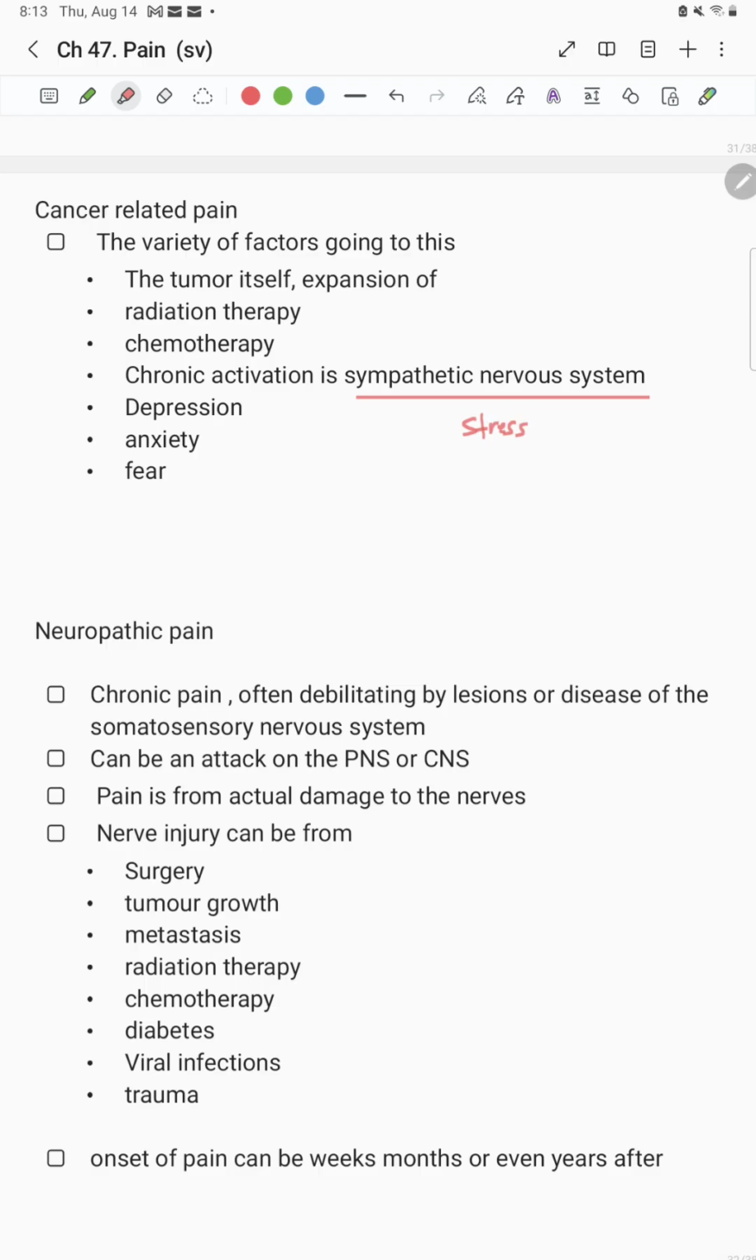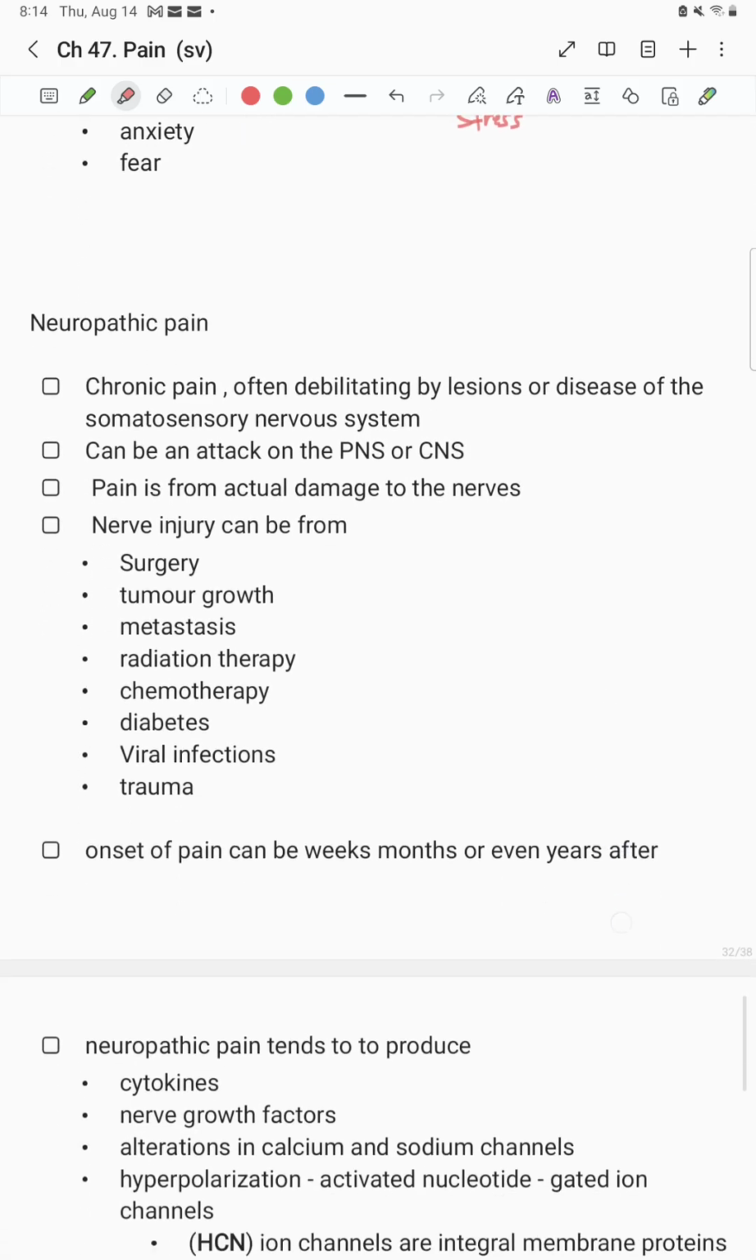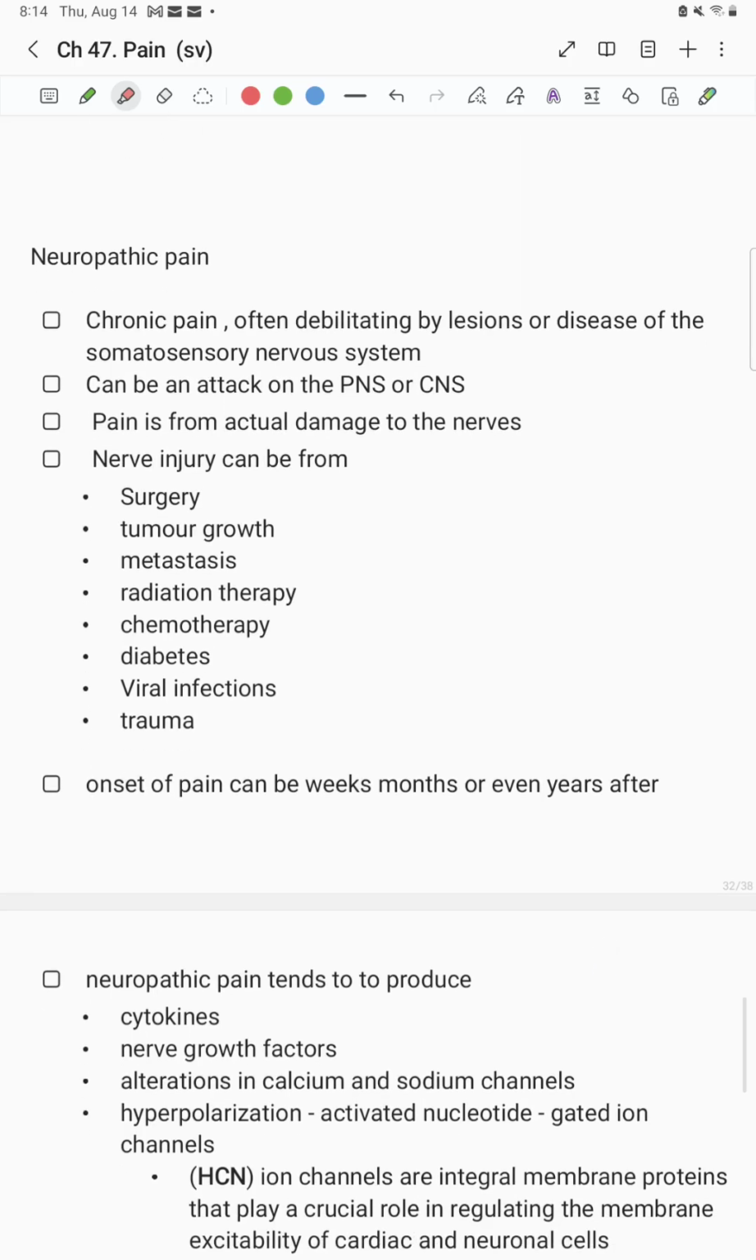Depression, anxiety, and fear can all contribute to or enhance a person's pain. Neuropathic pain is chronic, often debilitating pain caused by lesions or diseases of the somatosensory nervous system. It can be an attack on the peripheral nervous system or the central nervous system.